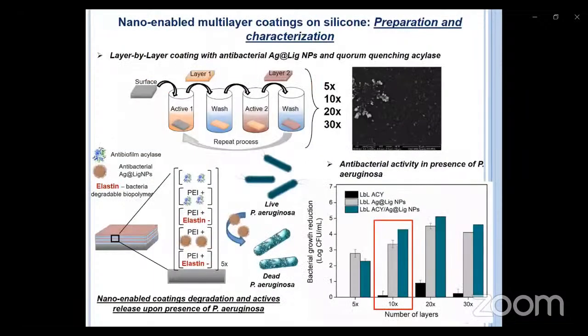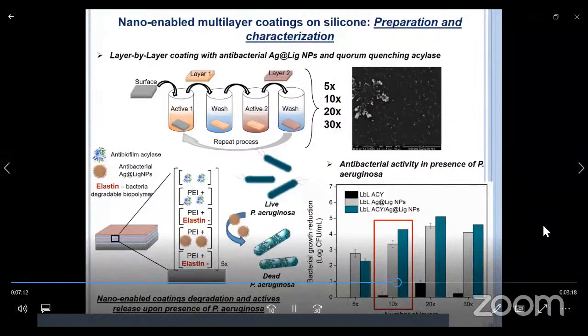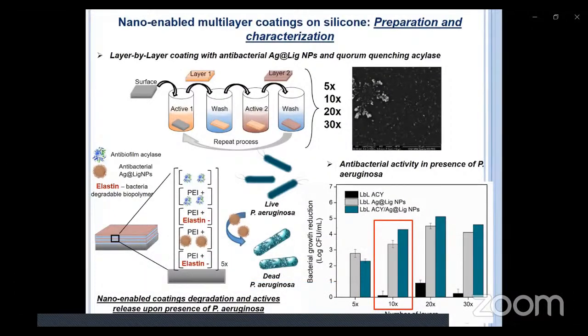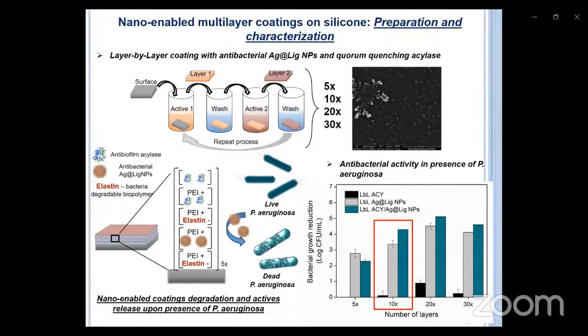These antibacterial nanoparticles were further assembled with antibiofilm, anti-infective quorum quenching acylase and bacteria-degradable elastin in stable nano-enabled catheter coatings for triggered killing of Pseudomonas aeruginosa. Different numbers of oppositely charged layers were assembled on silicone catheters in a layer-by-layer fashion, and their antibacterial activity was further assessed. What we found is that increasing the number of layers, and consequently the amount of nanoparticles in the coating, does not improve the killing effect when our materials are exposed to Pseudomonas aeruginosa, which is a common pathogen found in catheter-associated urinary tract infections.